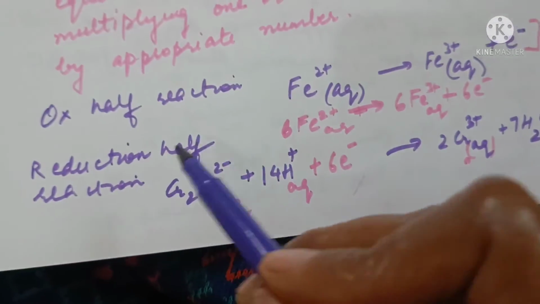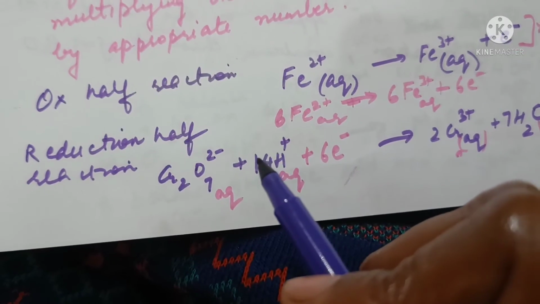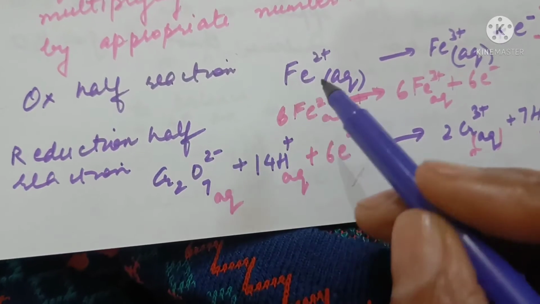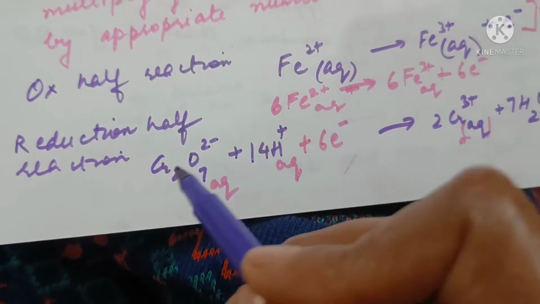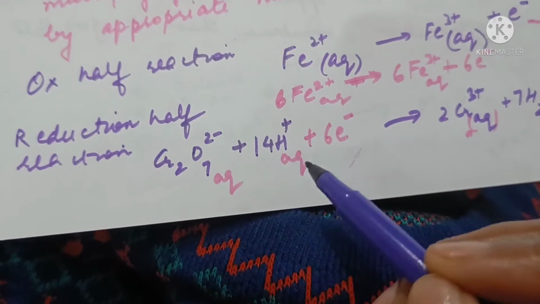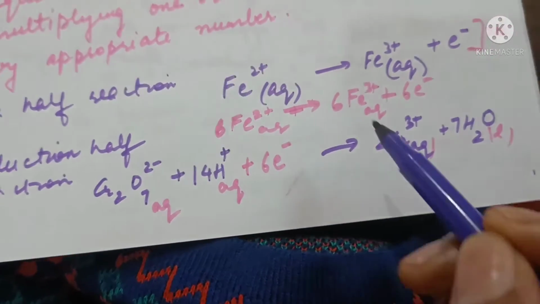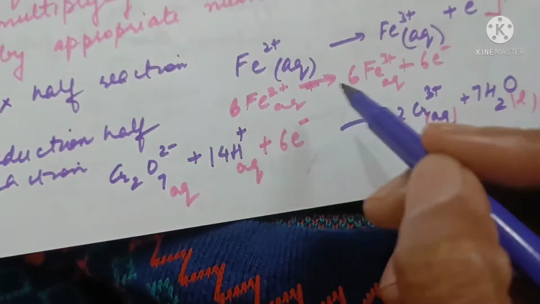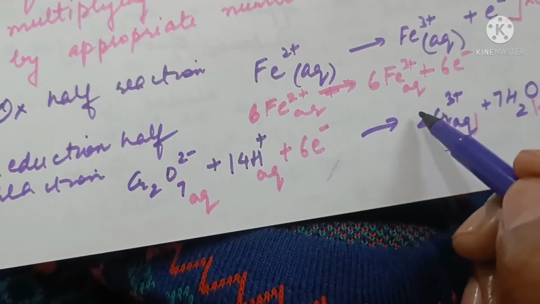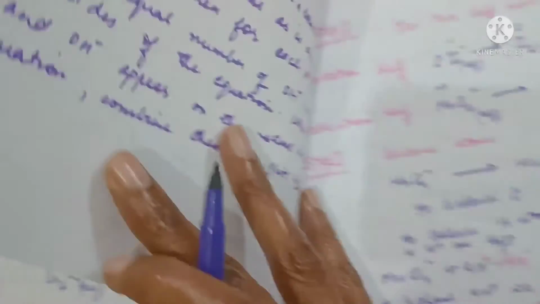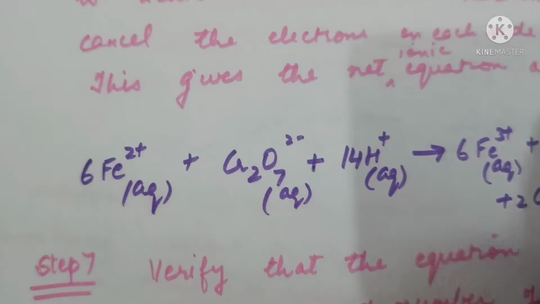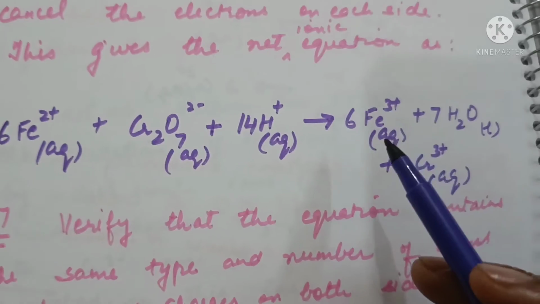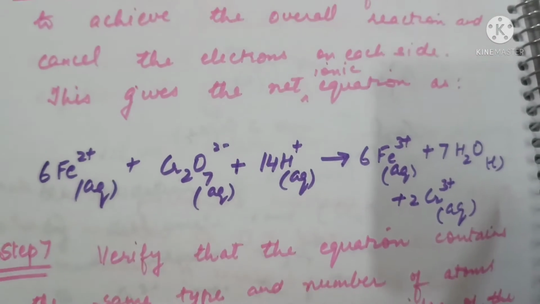So we add the reduction half reaction and the oxidation half reaction together. Now we get 6 ferrous plus dichromate ions plus 14 hydrogen ions will give 6 ferric plus 2 chromium ions plus 7 water, and the 6 electrons get cancelled out on adding. So we get 6 Fe2+ plus Cr2O7 2- plus 14 H+ gives 6 Fe3+ plus 2 Cr3+ plus 7 H2O.